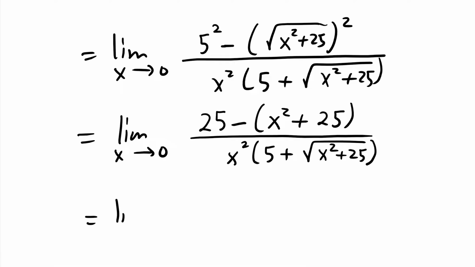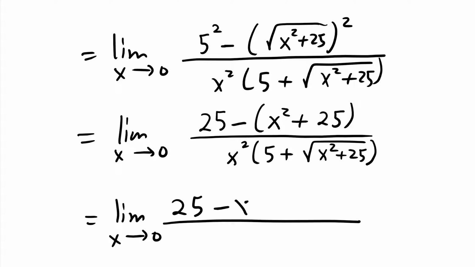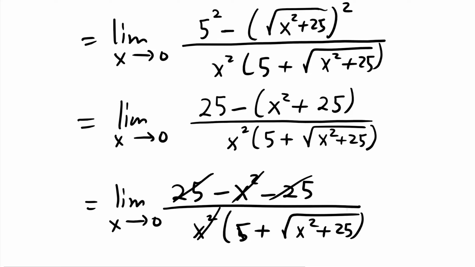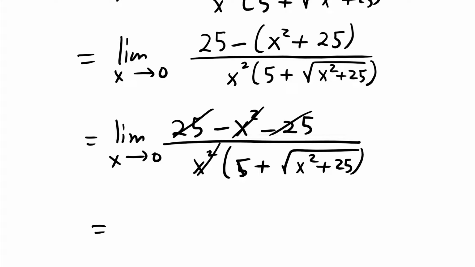Then the limit as x goes to 0, 25 minus x squared minus 25. Keep the denominator the same. These cancel out. The x squared cancel out. And then if you pass the limit on the top, you get negative 1. The bottom is 5 plus 5. So negative 1 over 10.